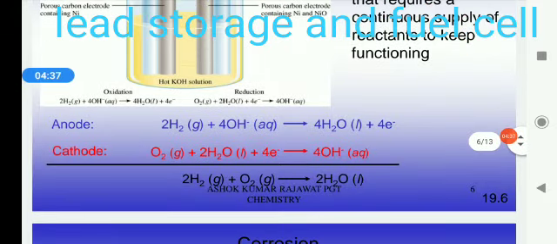The fuel cells are very eco-friendly, because the byproduct formed in a fuel cell is H2O, which is not a pollutant, and these are very easy to handle and light also. So these are the properties of fuel cells.